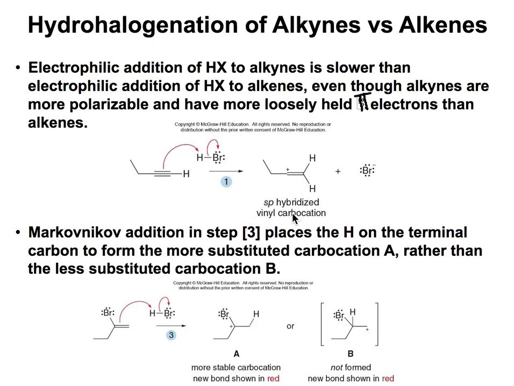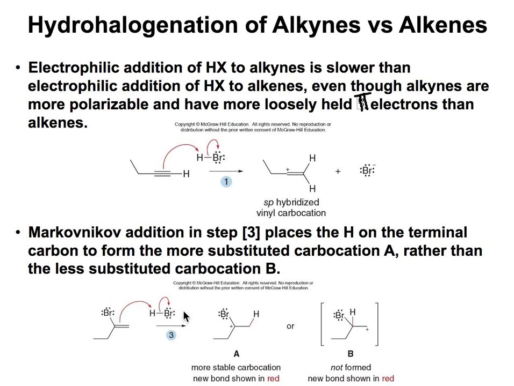But again, let's review the steps. Electron density, that's my nucleophile, attacking the H, and the Br leaves. Now I form the more stable carbocation. Remember that the H could end up here or here. But if the H ends up here, we will get here a primary carbocation, and that's not a good one. Now the Br is going to come and form this Markovnikov product.